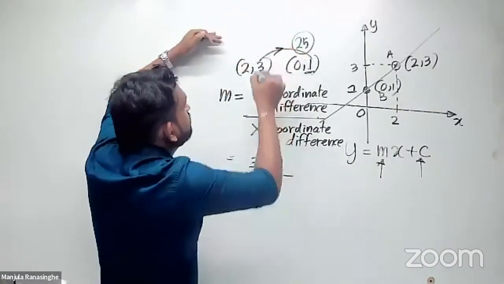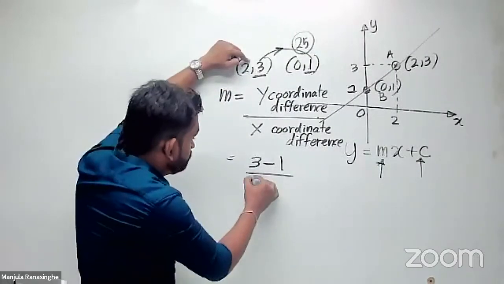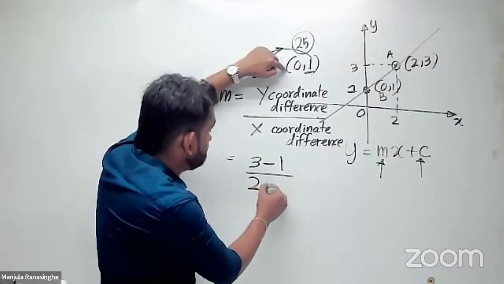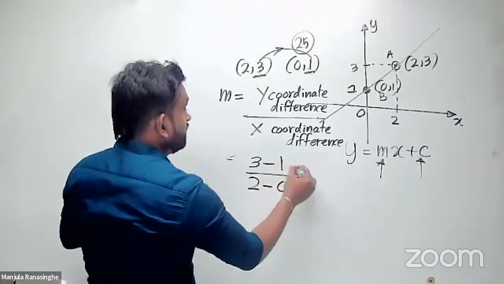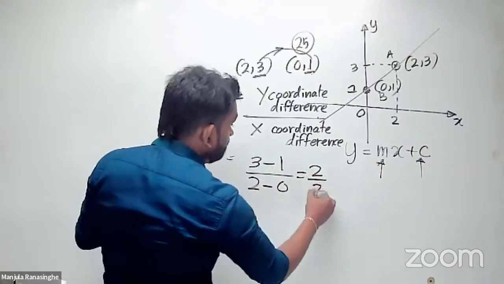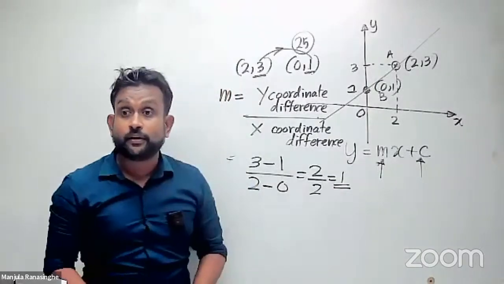So you have to take the x difference also here. How? Here x is 2, subtract here x is 0, right? So 3 minus 1 means 2 on the top, 2 minus 0 means 2. 2 divided by 2 means 1. So you found the gradient, right?